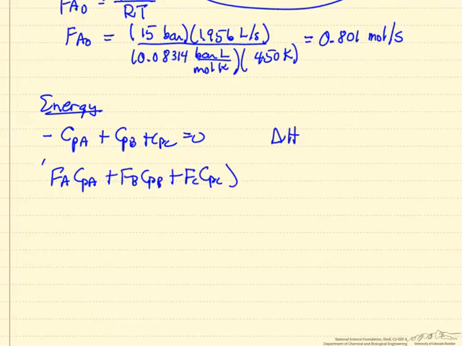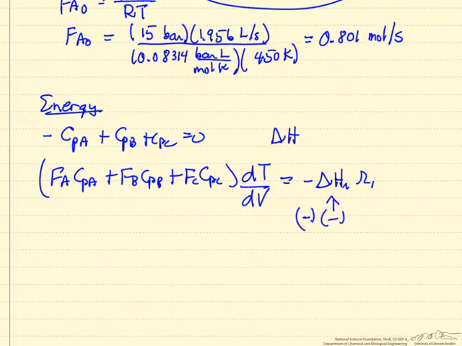So at any point in the reactor, the derivative of the temperature with respect to the cumulative volume is going to change because of the heat of reaction and the rate of reaction. This is negative, this is negative, so this is positive, so the right side is positive. As you would expect, the temperature is increasing for an exothermic reaction.